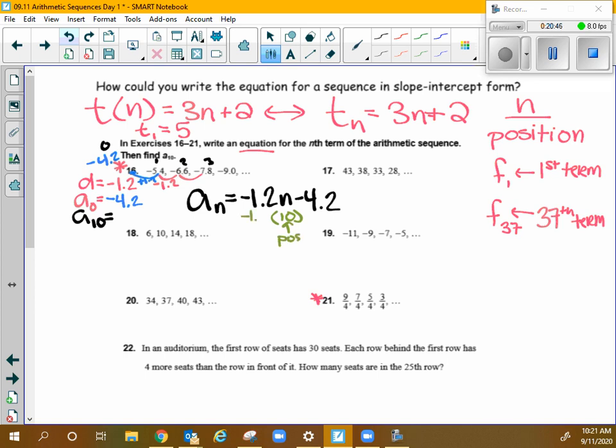So negative 1.2 times 10 minus 4.2. Yes, of course you can use a calculator. Negative 12 minus 4.2, so negative 16.2. So here are your answers. What is the 10 from? They asked for find a of 10, so they're asking us to find the 10th term.